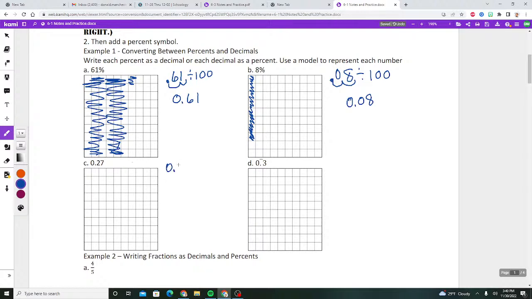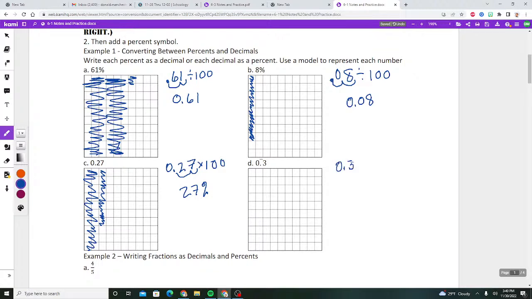0.27, to change this, we multiply by 100. So we move 1, 2, which becomes 27%. So that is 2 columns plus 7 more.